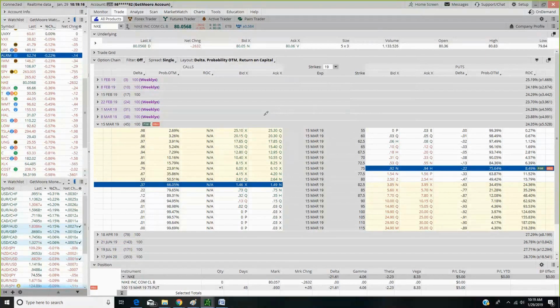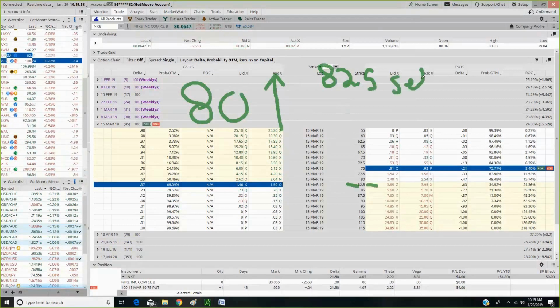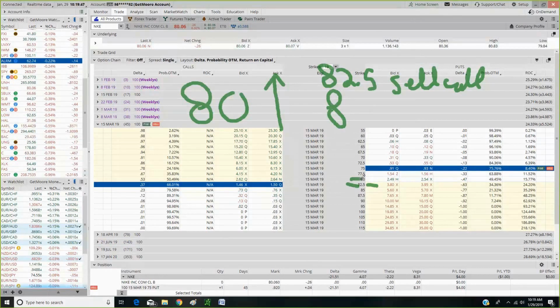Because here's the deal. When I buy a call spread, a debit spread, the stock's at 80, I want it to go up. So I'm going to sell that first strike out of the money. First, sell the 82. Sell it. So I'm going to sell the call. That's bearish. But then I'm going to buy the first strike in the money.